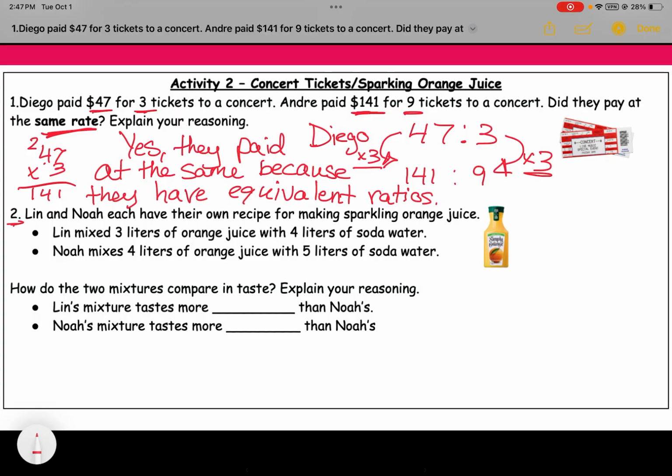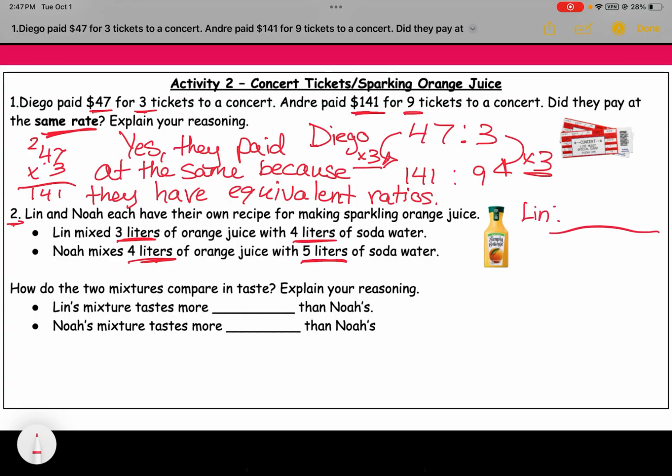Number 2, Lynn and Noah each have their own recipe for making sparkling orange juice. Lynn mixes 3 liters of orange juice with 4 liters of soda water. Noah mixes 4 liters of orange juice and 5 liters of soda water. How do the 2 mixtures compare in taste tests? Okay, so this one's a little weird.